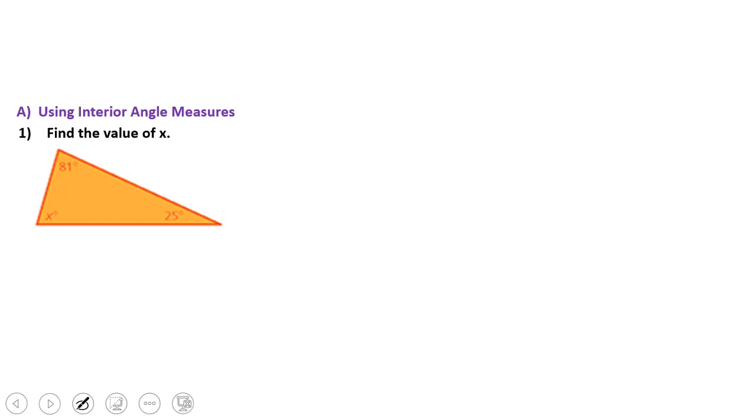So using interior angle measures, we're going to find the value of x. And the first thing we know, that in a triangle the sum is 180. So we're going to add the angles. And I have an angle of x, I have an angle of 81, and I have an angle of 25. And we know that the angles added together have a sum of 180 degrees inside any triangle that exists.